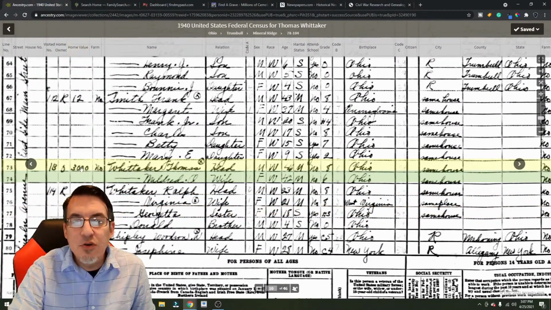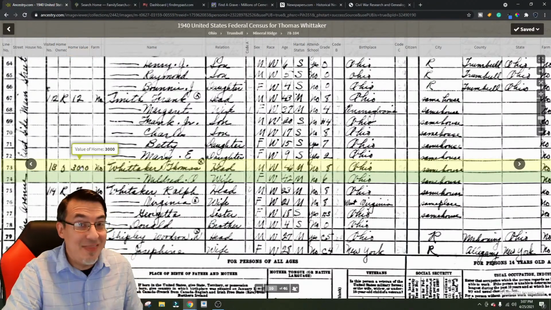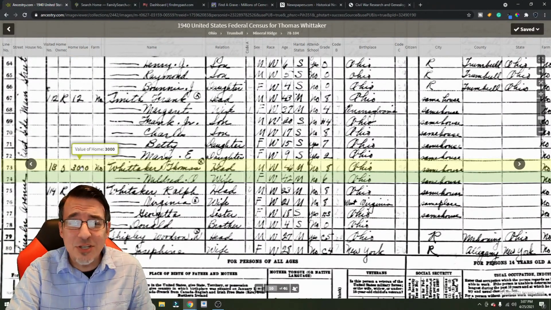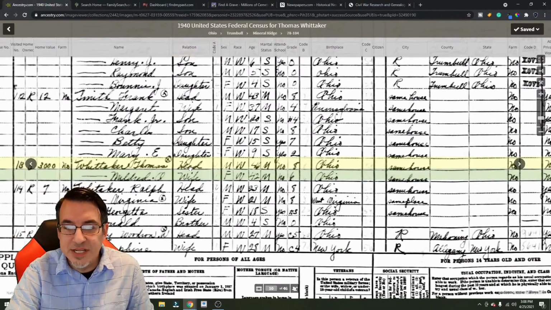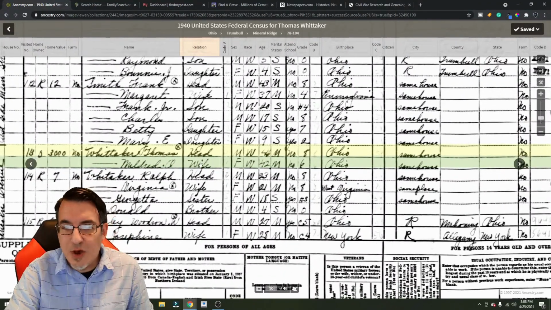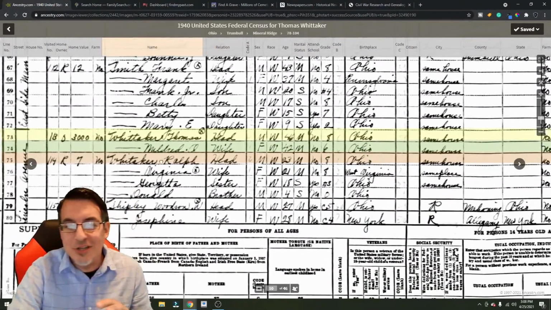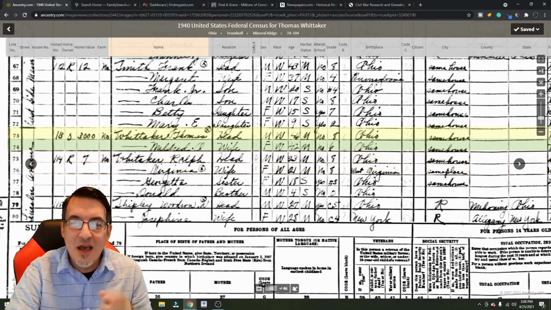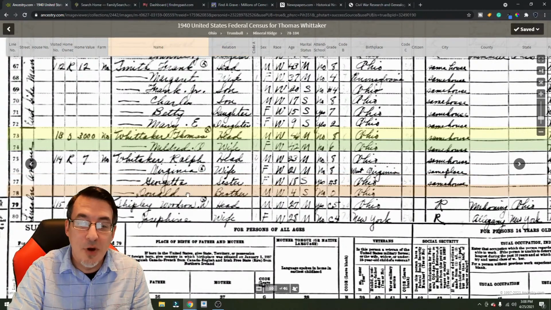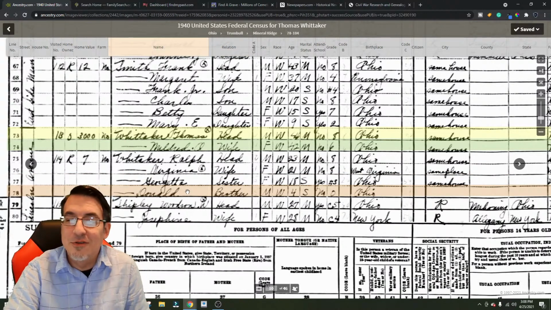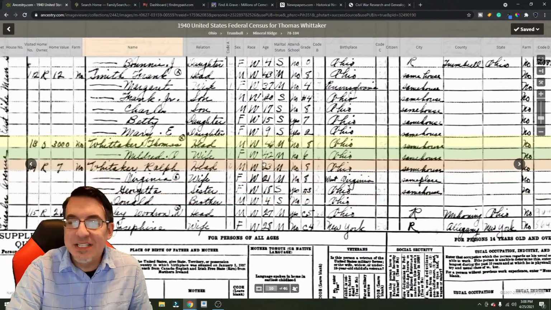Right here is the value of their home, which in 1940 is $3,000, which is pretty good, especially right at the end of the Great Depression. I can see he's the head of household. Mildred is listed as his wife. Now, you're going to find a lot of mistakes like this: my Uncle Ralph is listed as head as well because he and his wife are living with them. But Georgetta and Donald are actually my grandma's brother and sister. I knew both of them. In fact, Donald's still alive, my Uncle Don. So I know this is the right family.